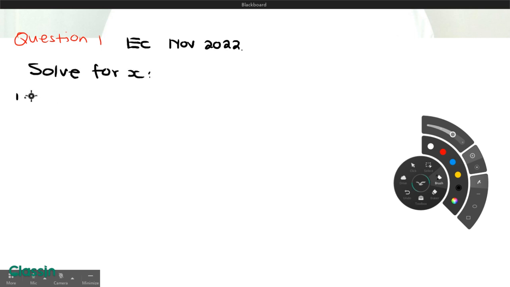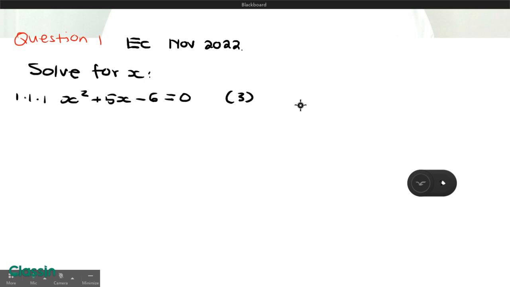The first one that we have says x squared plus 5x minus 6 all equal to 0. When you come across this question, it mostly ranges 3 marks. The first thing: we are different people and we solve problems differently. You are not subjective to my methods, but please go along with the methods that you understand best.